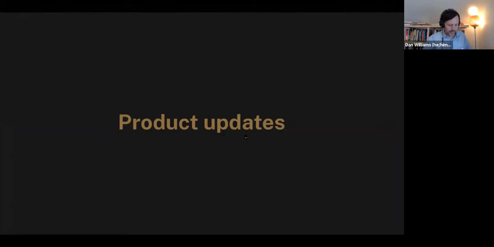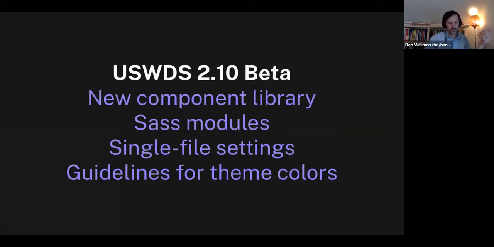So now I want to talk a little bit about the Design System 2.10 beta, which began last month and will continue through October, probably into the beginning of November. This beta has 4 main features for evaluation: a new component library, integration of the Sass module system, single file settings, and guidelines for theme colors.